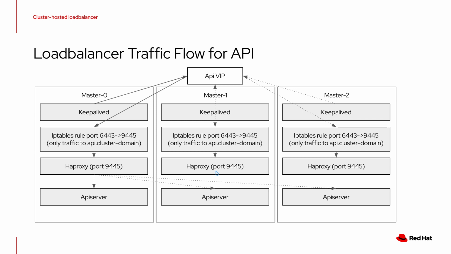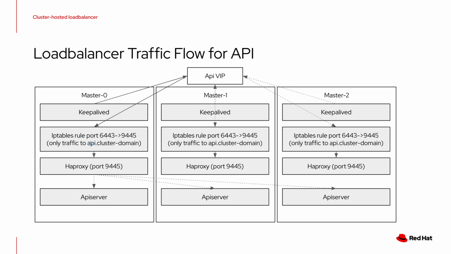This is just a diagram of the load balancer traffic flow for API, and you can kind of see from the arrows here how things are arranged. So we have the 3 keepalived IDs on the masters, and they're managing the API VIP, which exists outside of any single master. In this example, we're assuming that the API VIP is on master 0. So you can see traffic comes into the API VIP.